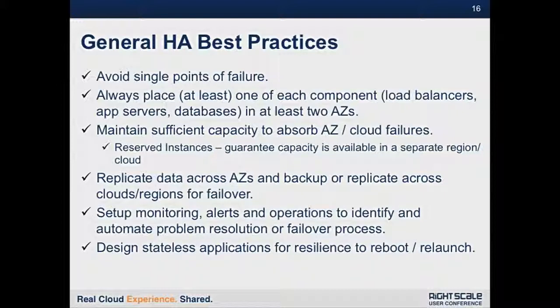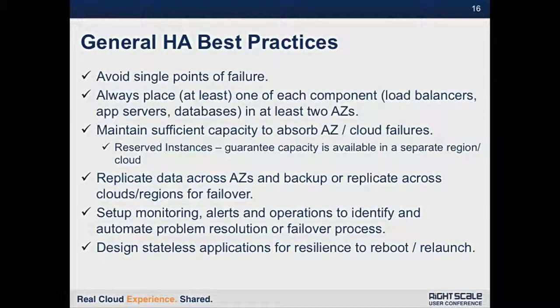Obviously, the general HA best practice number 1, avoid a single point of failure, right? If you have a single point of failure, you don't have high availability, period, right? It's that simple. So we recommend always place at least one of each component. You'll see the list there: load balancers, app servers, web servers, databases, whatever they are, in multiple AZs. If you lose an AZ, you haven't lost everything, right? To use AWS US East as an example, there's 4 AZs. So if you spread your app servers accordingly and an AZ goes down, you've lost 25% of your infrastructure, not 100 or 50, right? So use those AZs to your benefit.